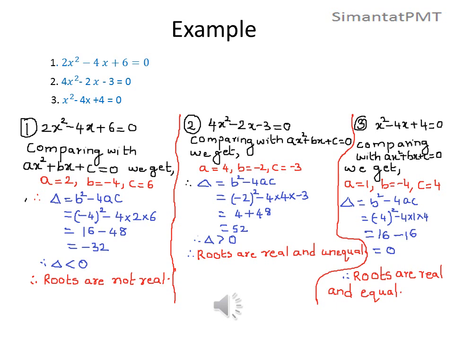Now, let's have a look at the third equation. x square minus 4x plus 4 equal to 0. On comparing this equation with ax square plus bx plus c equal to 0, we get a equal to 1, b equal to minus 4 and c equal to 4. Again we find the value of delta, which is b square minus 4ac. On substituting the values of a, b and c, we get delta equal to 0. Therefore, roots are real and equal.